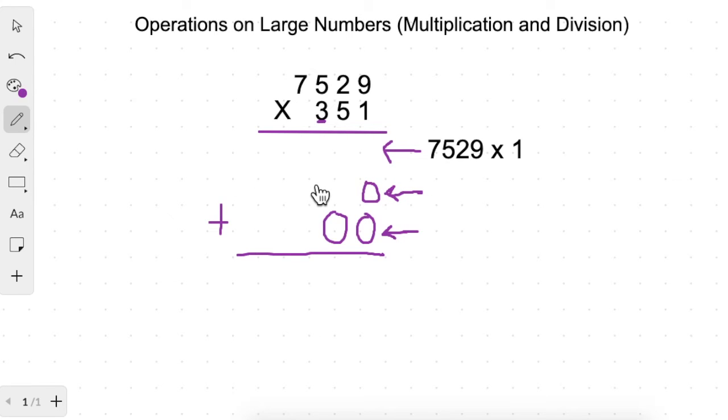Now in multiplication, the answer that we get, we call it the product. So the product of two numbers is the answer that we get after multiplying those two numbers.